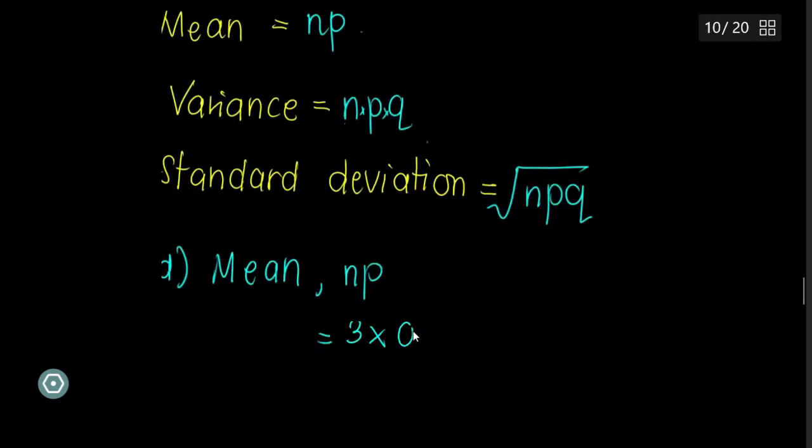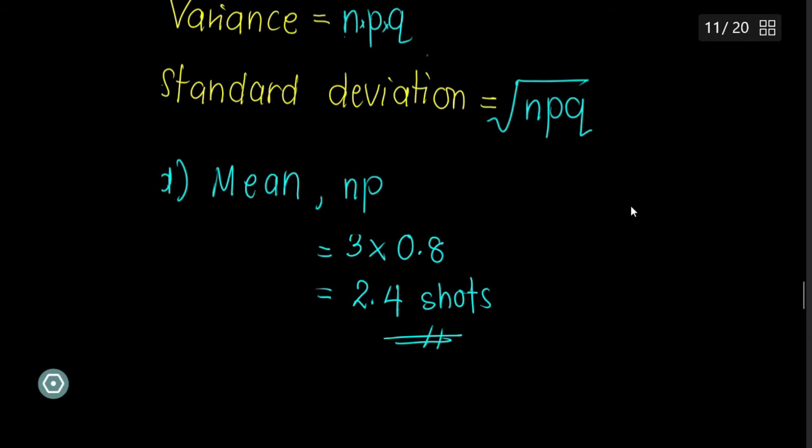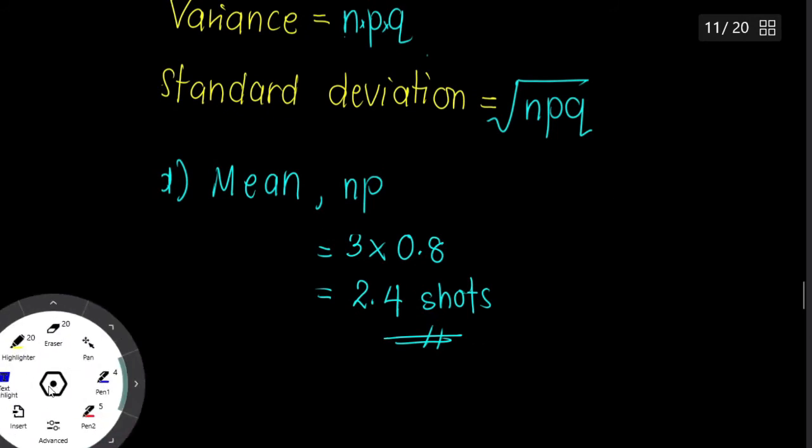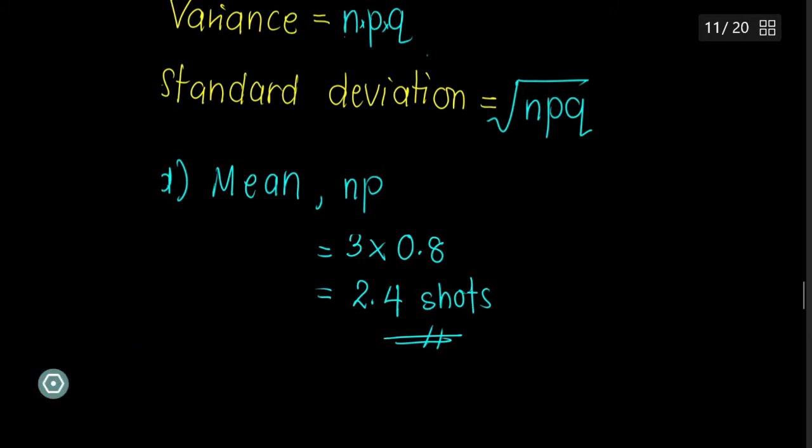What is the probability of him getting the strike? 0.8. So 3 times 0.8 is 2.4. So usually write 2.4 shots, the mean. Now if you understand why we are finding the mean, you will understand why the teacher writes 2.4 shots.